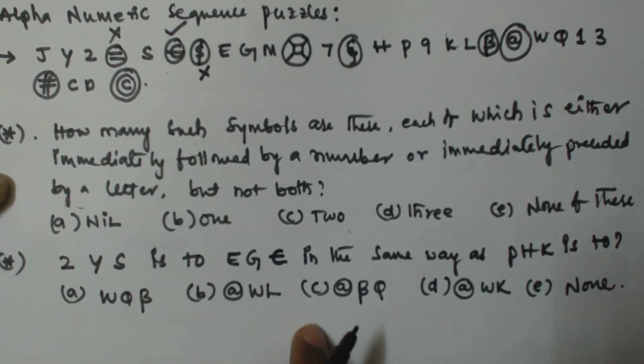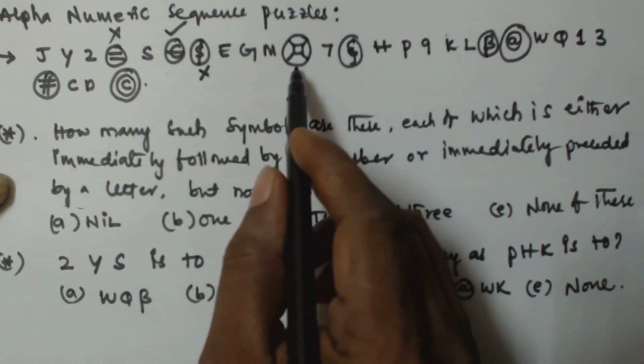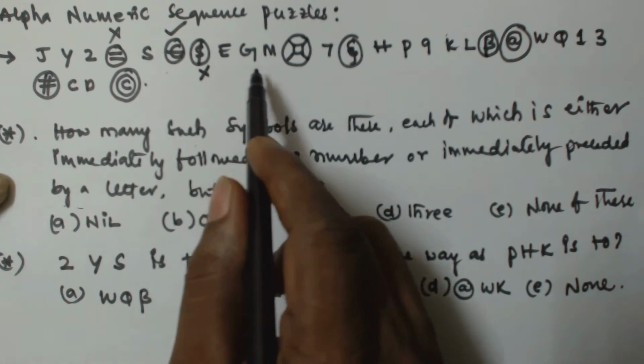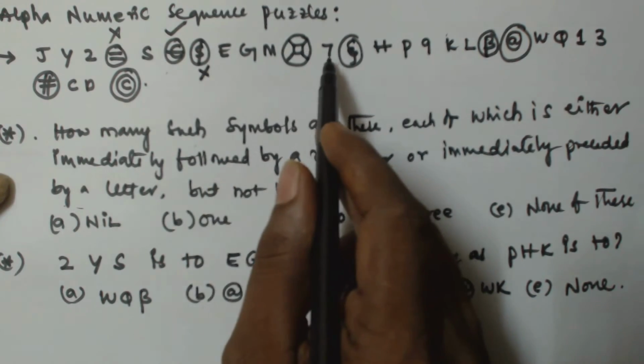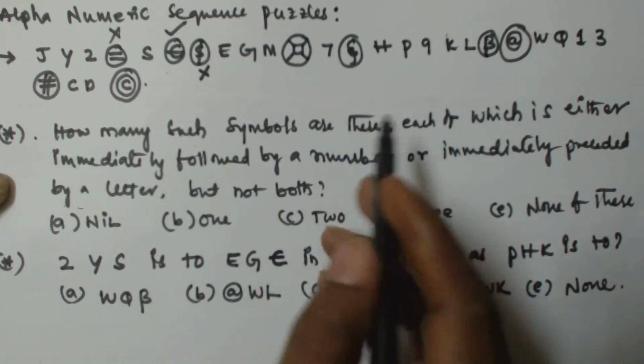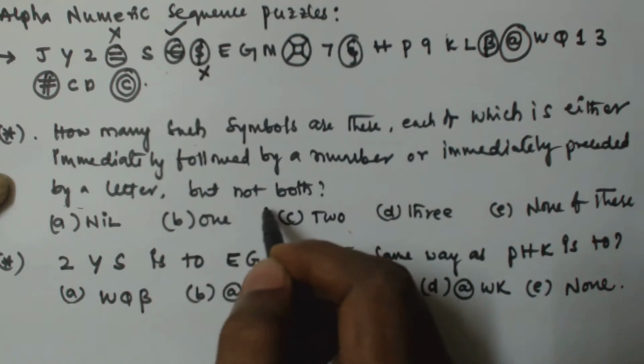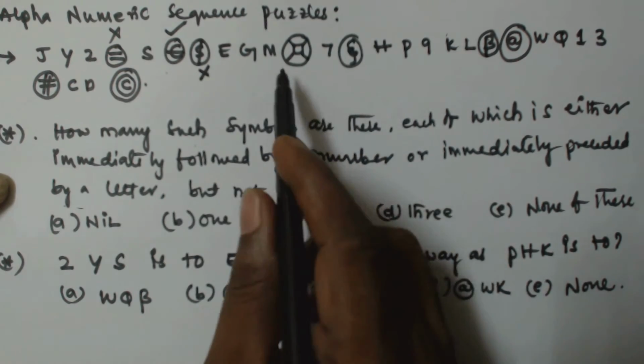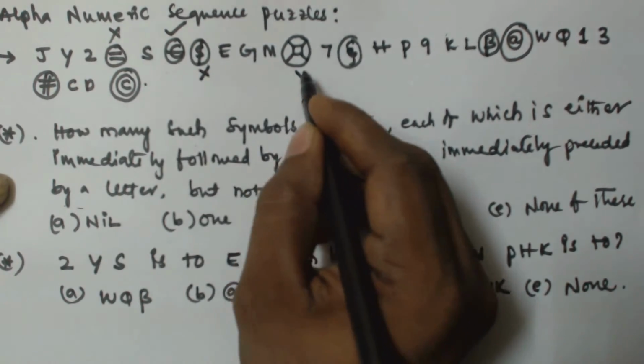Okay, so I do not take this one, right? Next one is this symbol, and it is preceded by a letter and it is followed by a number. So it is following both the conditions, but we need one but not both, so that's why we do not consider this one.